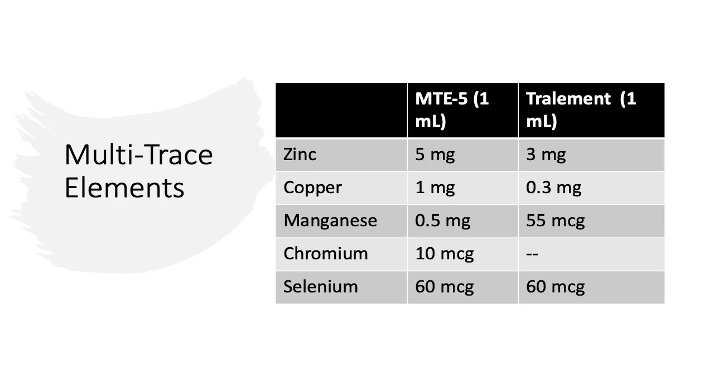Here's a comparison of two multi-trace element products, MTE-5 and Tralement, and note that all these dosages are per 1 mL. So 1 mL of MTE-5 has 5 milligrams of zinc, 1 milligram of copper, 0.5 milligrams of manganese, 10 micrograms of chromium, and 60 micrograms of selenium.